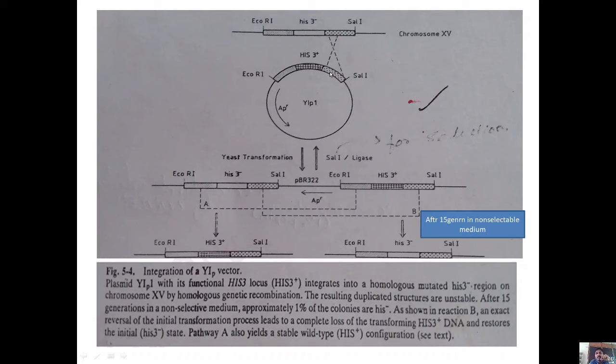See, this is the vector. Up to here it is of the vector, and then the remaining portion of the SalI is of the actual chromosome number 15. From here to here, this is of chromosome number 15, and then the remaining region of chromosome number 15. So here you can see a product of chromosome number 15 that has introduced a YIp element.